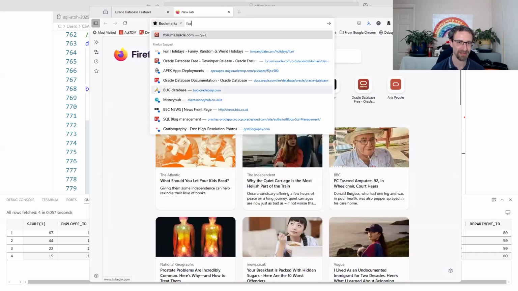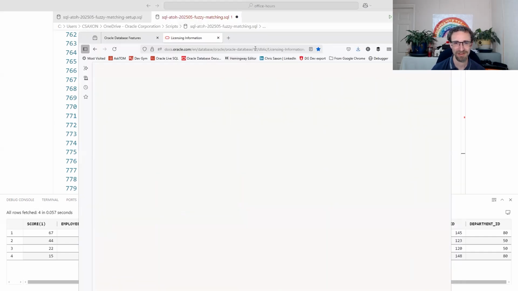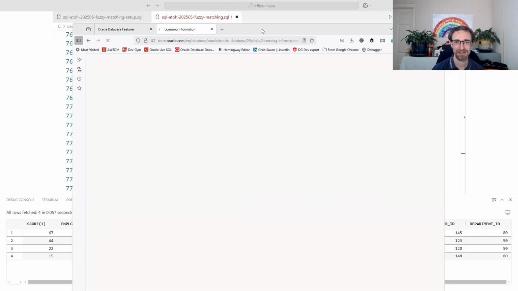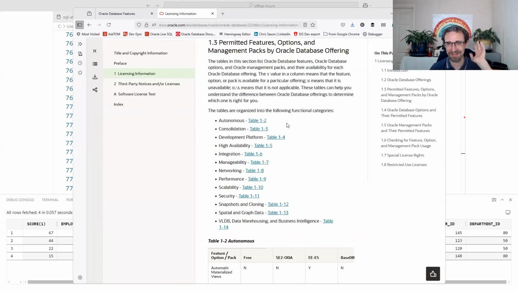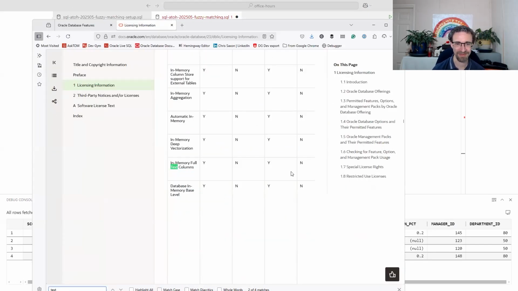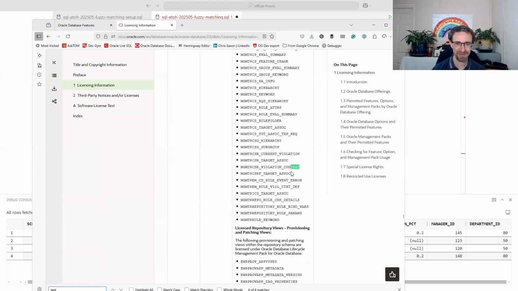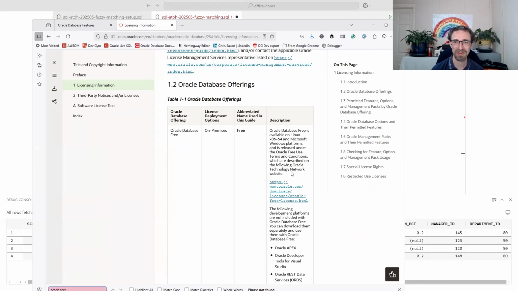Another thing you might want to check out is the licensing guide. I'll make sure I'm on the latest release, the database licensing guide. Whenever you've got licensing questions, look at these. The licensing guide is the Bible. I would not say anything without looking at it first. Oracle Text isn't appearing as a separate item here. If something is not listed in the licensing guide, it's included as part of the standard release.